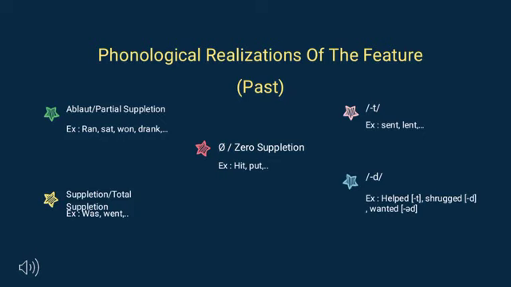Ablaut or partial suppletion. Example, ran, sat, won, and run. Suppletion or total suppletion. Example, was and went. Zero suppletion. Example, hit and put. D. Example, send and lend. D. Example, helped, struck, and wanted.